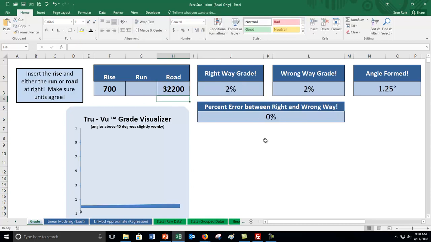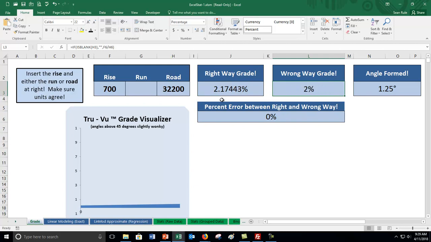Now please notice what you now get. First of all, you get the right way grade of 2%. Over here, you get the wrong way grade of 2%. Now notice they're both 2%. They're not exactly both 2%. As a matter of fact, the right way grade is about that, and the wrong way grade is about that. So you notice that the wrong way grade is a little bit less than the right way grade. But has anybody ever seen a grade sign on the side of the road that says grade 2.1739113%? No, because those decimals are completely meaningless.